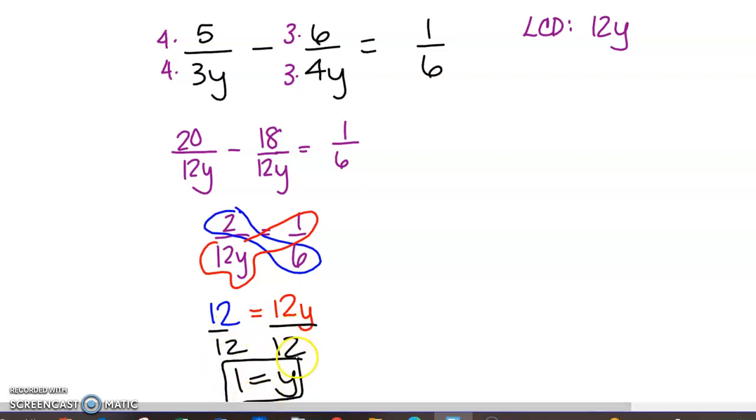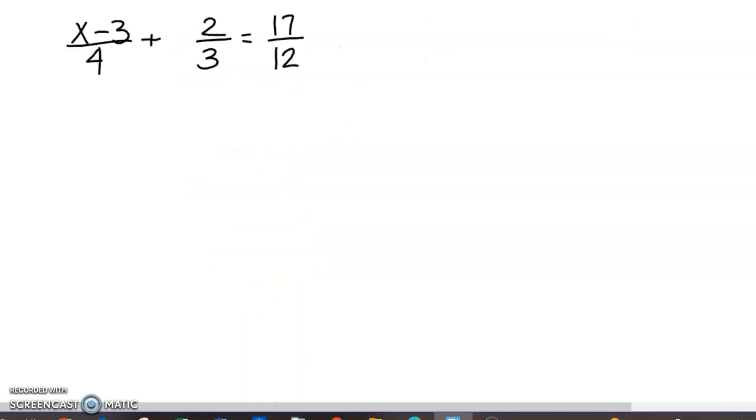So either way you want to do it, you can. It's just up to you what you think is faster. I prefer the other way. I feel like there might be less of a chance of making an error. Okay, so for instance, this one, I'm going to use the least common denominator method.